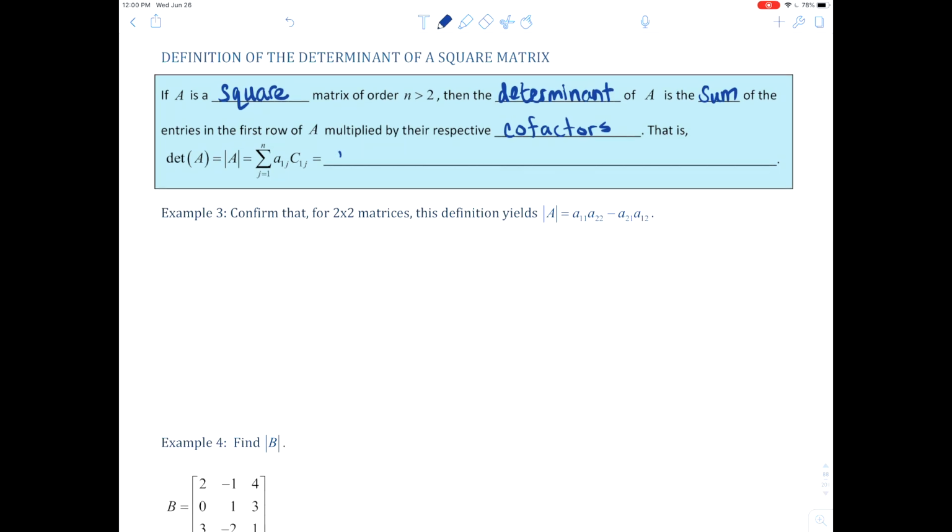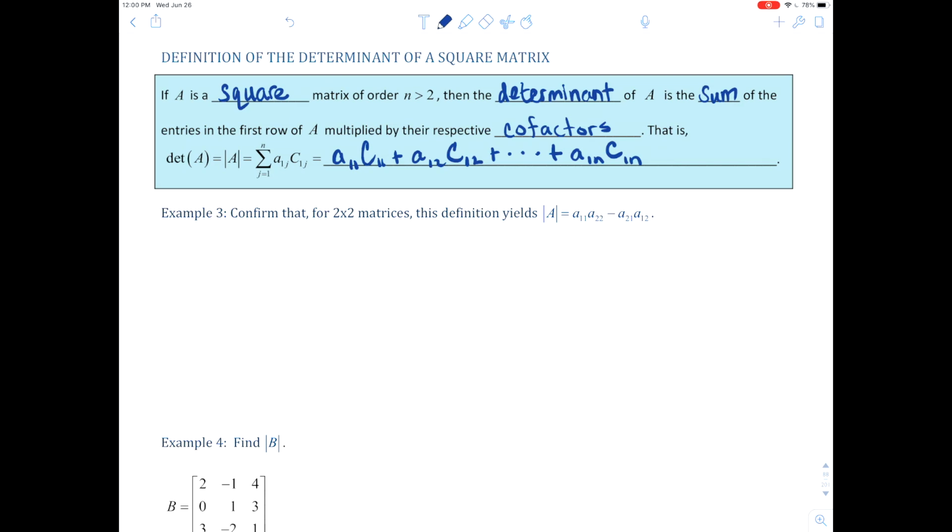This one would end up being A11, C11, plus A12, C12, and then all the way down until you get to A1N, C1N. Now, what you're going to find out is you can pick any row or column, but we'll show you that in a moment.